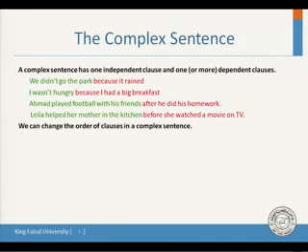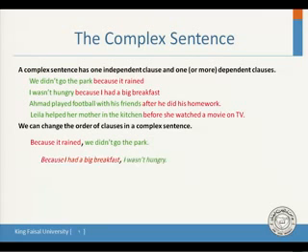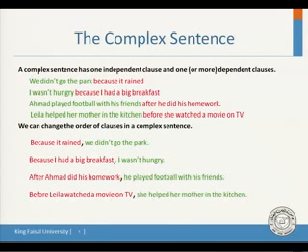Now, notice that we can change the order. The same four sentences. Because it rained, comma, we didn't go to the park. What do you notice? We have a comma after the dependent clause. When we start with a dependent clause, we use a comma in between. Because I had a big breakfast.